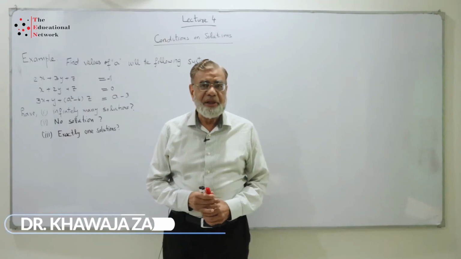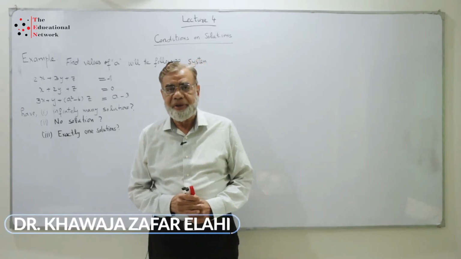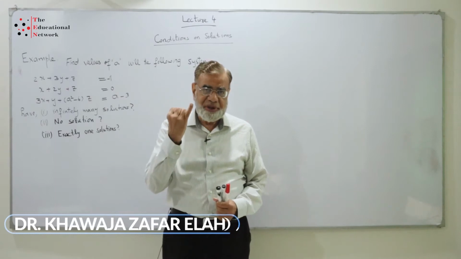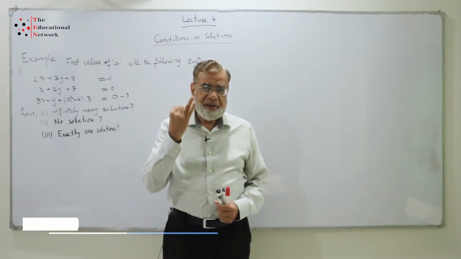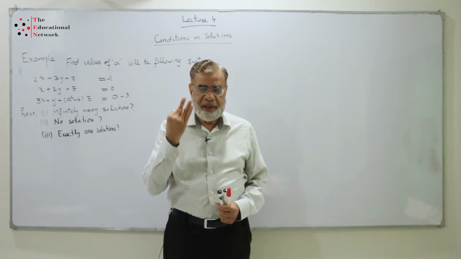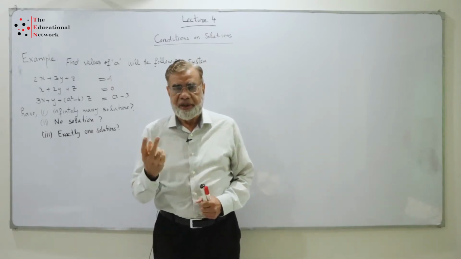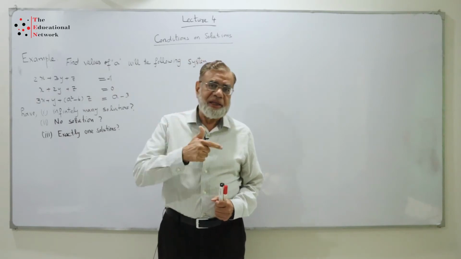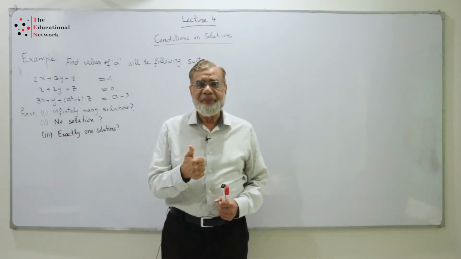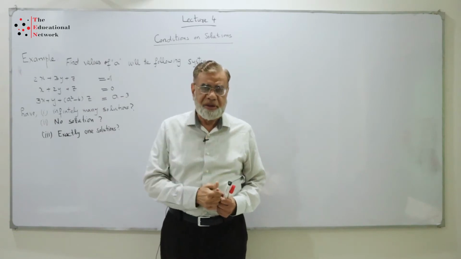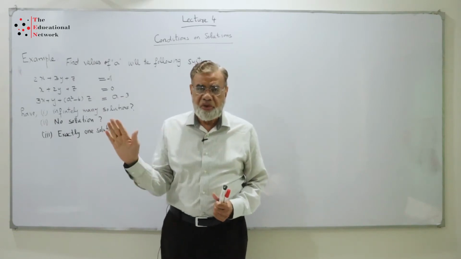We have just discussed last time that when we have this system of equations, there are three possibilities: they can have only one solution, they can have many solutions, or they can have no solution. Then we classified this into two things: consistent and inconsistent. Consistent means I have one solution or infinitely many solutions. Inconsistent means there is no solution.